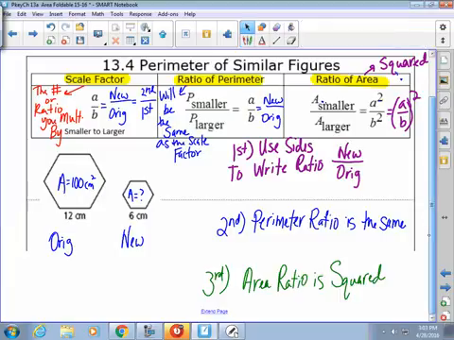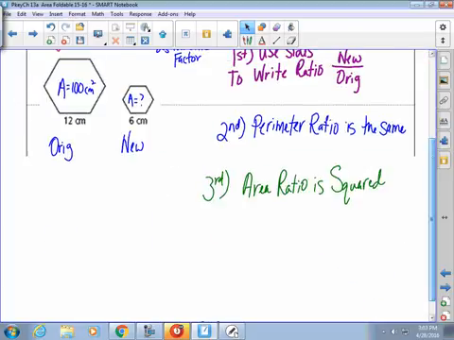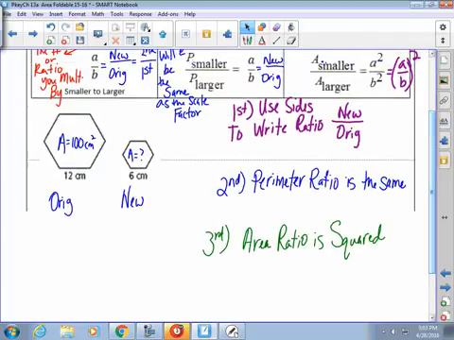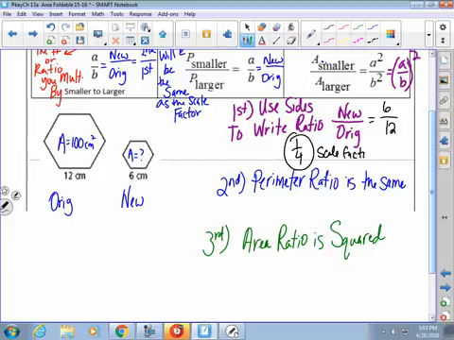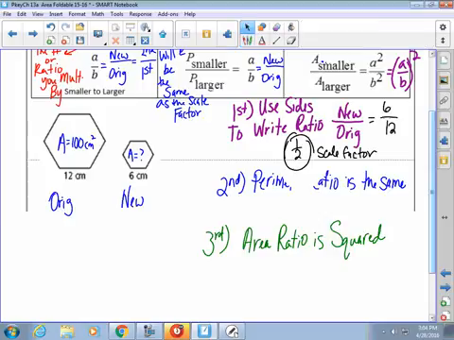The first thing, I'll extend the page. All right, here we go, up here. First thing, use your sides to write the ratio. We're going to go new to old. So what is the new side in our figure? What's the length of the new side? 6. So we put that on top. What's the old length? 12. Can we reduce 6 over 12? What does that equal to? Yeah, 1/2. Okay, so that means that this right here is the scale factor. Write that down. Add this to your notes. Oh, I put 1/4. That should be 1/2. Sorry. All right, your scale factor is 1/2. We just reduced the new 6 over 12 to 1/2.